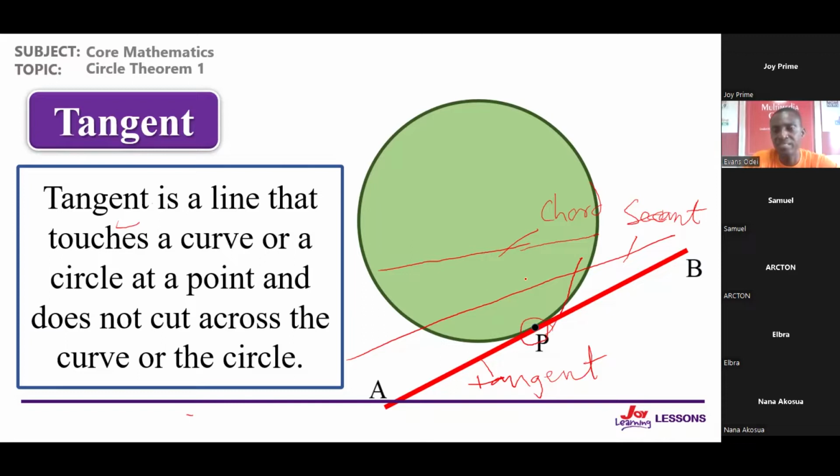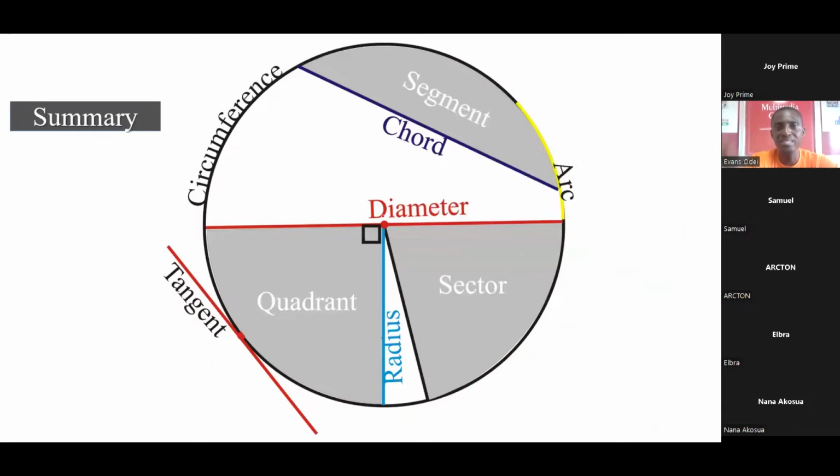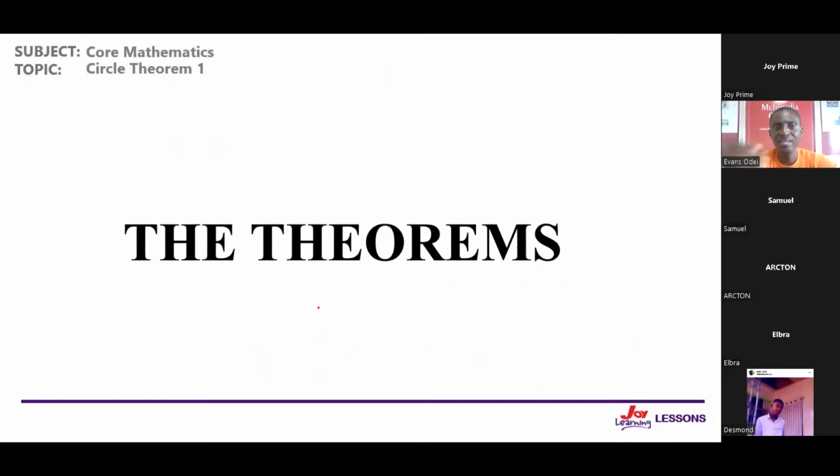Those of you who are doing elective maths in calculus, you will understand this better because you are going to use it in solving questions in calculus. So in summary, these are the parts of a circle we've been able to identify: a segment, an arc, a chord, a diameter, radius, sector, quadrant, circumference, and tangent. So when you are able to get access to the video on YouTube, you can take your time and make your notes nicely. Now let's go through the theorems.